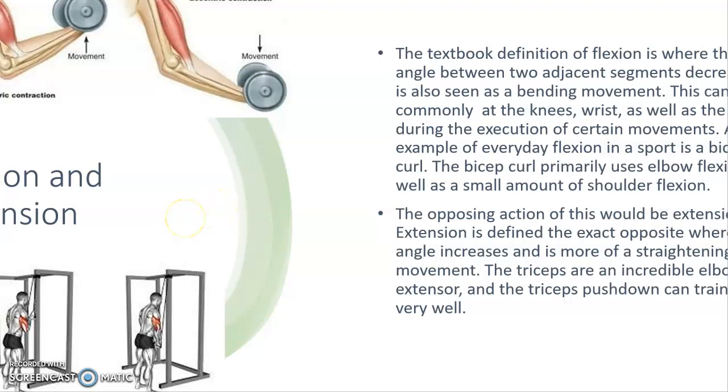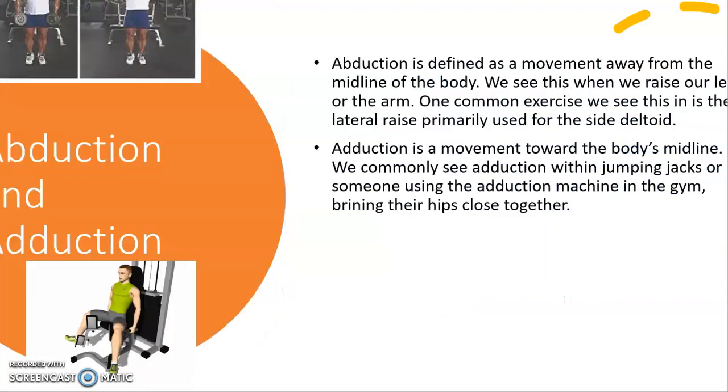Extension is defined as the exact opposite, where the angle increases and is more of a straightening movement. This can be seen within the triceps pushdown, which you see right here, which is one of the best uses of elbow extension. And then we go to abduction, which is defined as a movement away from the midline of the body. We see this when we raise our legs or our arm.